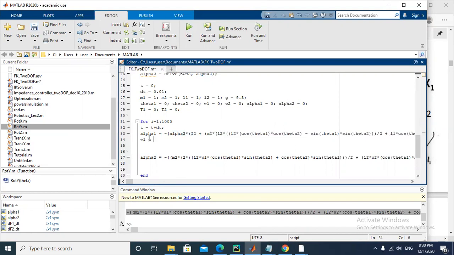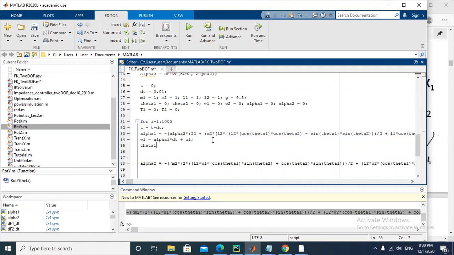So how do I find the angular velocity from the angular acceleration? Well, you know that alpha 1 is equal to d omega 1 over dt. So d omega 1 is equal to alpha 1 multiplied by dt, or omega 1 is equal to alpha 1 multiplied by dt plus the previous omega 1. Correct? So this is my previous omega 1, this is my new updated omega 1. So this is numerical integration.